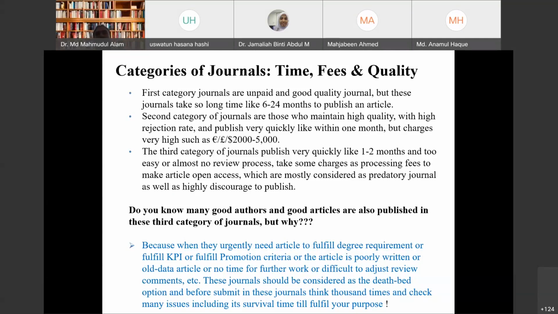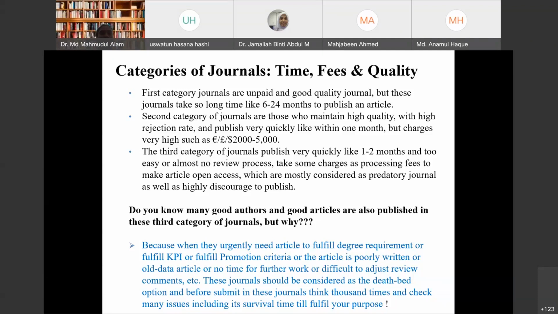But these journals take so long, like 6 to 24 months to publish an article. So this is really very difficult. Suppose you go for Emerald, Elsevier, Springer, Taylor & Francis, and all the good publishers, they take a long time to publish. It takes around 2 years. Sometimes they accept within 6 months or 1 year, then take another 1 year to publish.